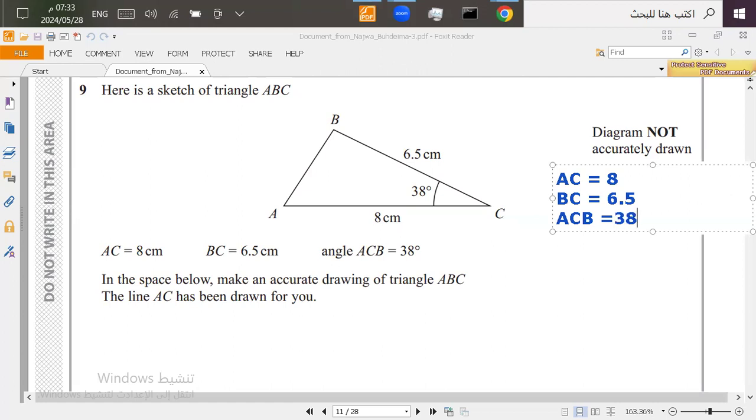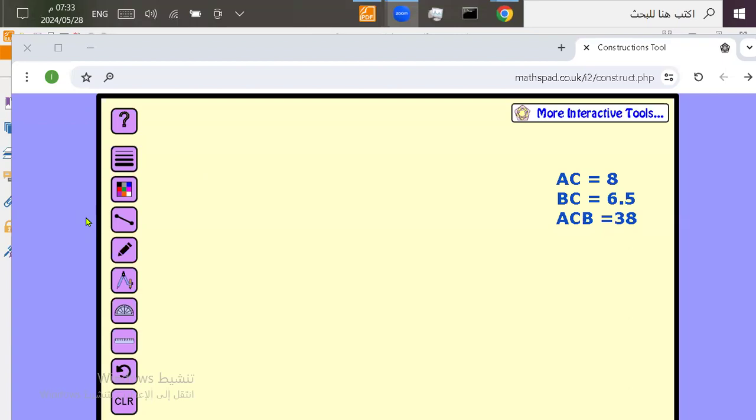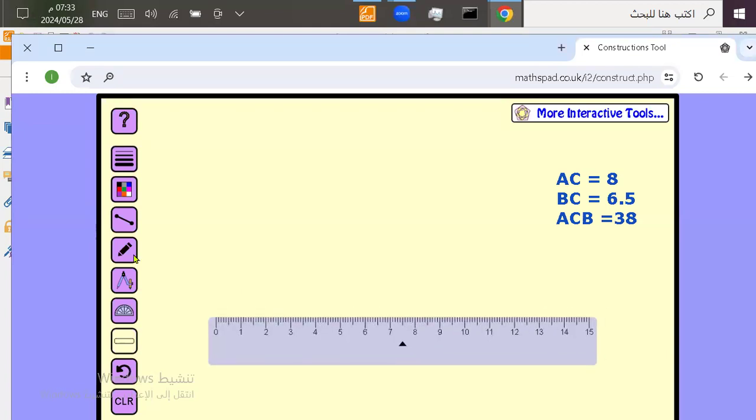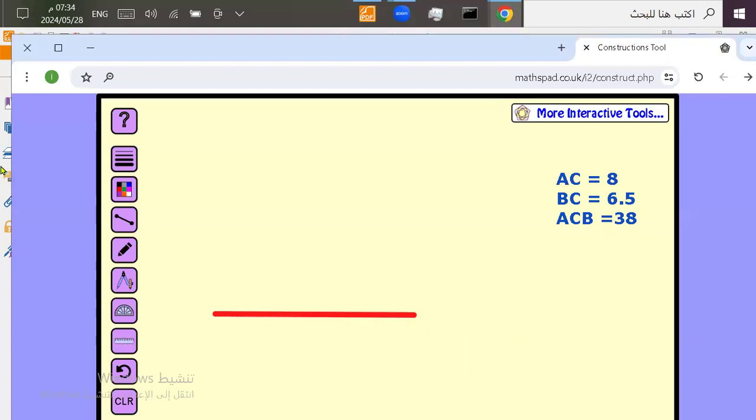Now, let's take this information and put it in the maths pad and draw the triangle again. So this one is line AC. So the first thing we do, we need the line AC, which is 8. Let's put it here. So this one is 8 centimeters, from 0 till 8. Now this is AC. Let's label it AC.